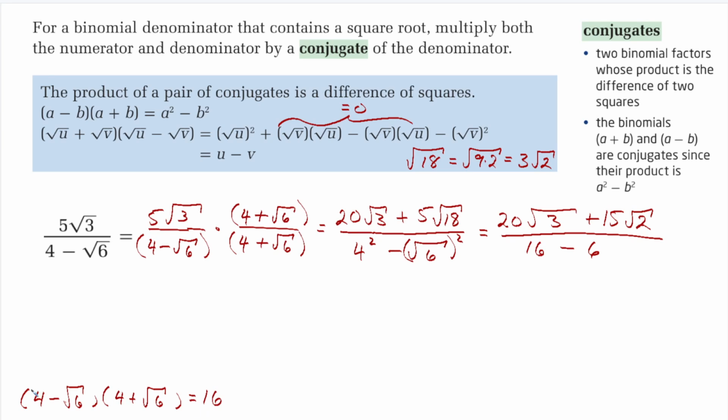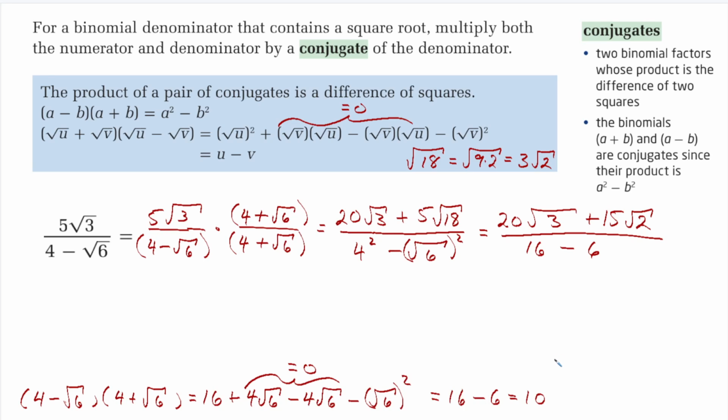All right, 4 times 4 is 16. 4 times root 6 is going to be plus 4 root 6. Now I'm going to move on to the minus root 6. Minus root 6 times 4 is going to be minus 4 root 6, and you can see where that's going to go to 0. And then last but not least, I've got minus root 6 times plus root 6, so that is going to be minus root 6 squared. And again, these two cross terms, 4 root 6 minus 4 root 6, go away because that equals 0. And we are left with 16 minus the square root of 6 squared, which is 6, and that is going to be better known as 10.